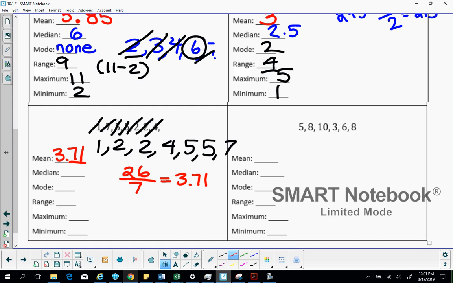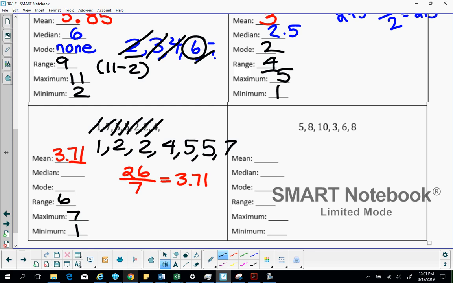Median. So now I'm going 1 for 1. So before I start crossing out numbers, what's our min? 1. What's our max? 7. What's our range? 6, right? We always do the max minus the min.